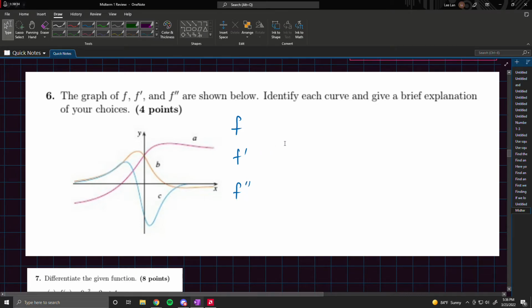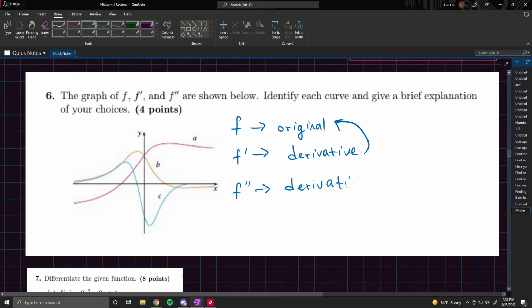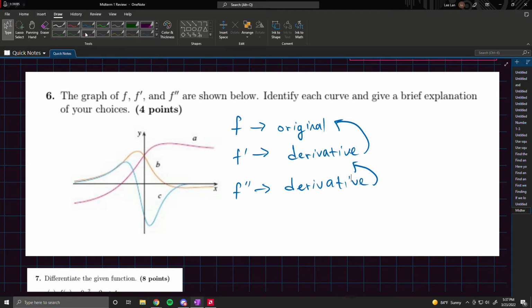And so what does this mean? So this is the original function. This is the derivative of the original function. And this is the derivative of the derivative, right? And that could be kind of confusing to figure out just by looking at it.